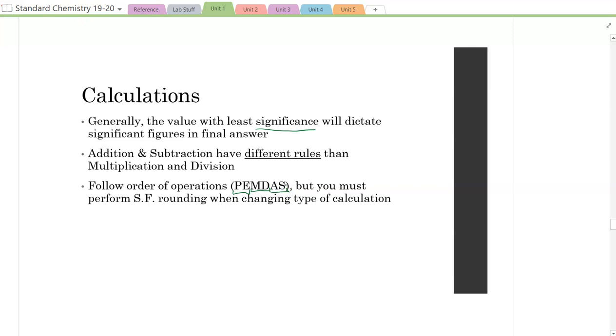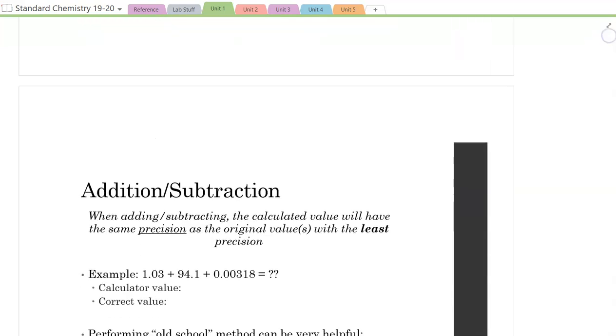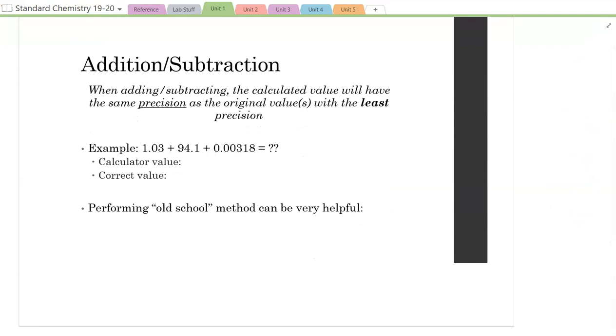Now the key is, though, if you change the type of calculation, especially between multiplication, division, and then addition, subtraction, you've got to do the rounding and then continue. Now, that doesn't make any sense in the abstract. We'll see that example in just a little while. First of all, let's talk about addition and subtraction.